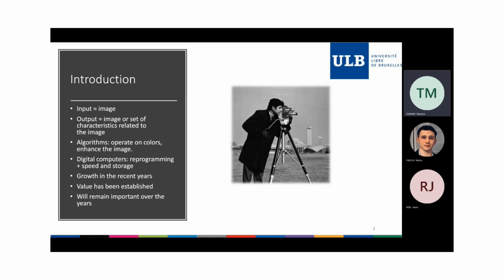Image processing is a form of signal processing for which the input is an image, whereas the output is either an image or a set of characteristics or parameters related to that image. This process is done by using algorithms in order to, for example, operate on colors or enhance the image. The most flexible way of doing this is by using digital computers because they can be reprogrammed easily, but most importantly, because they can provide the speed and storage requirements for such algorithms.